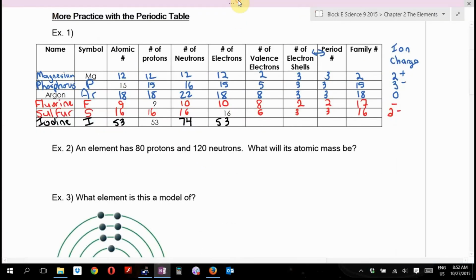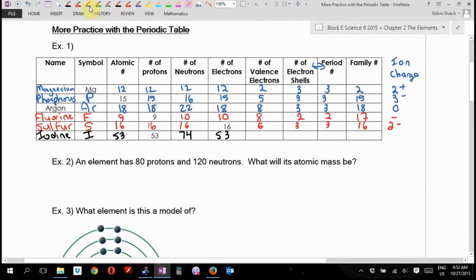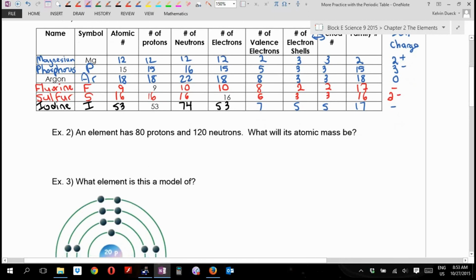So what did we say? How many valence electrons? 7? Is that what I said? I think 7. How many electron shells? 1, 2, 3, 4. Is it 5? It's period 5, family 17, and it forms a -1 ion.